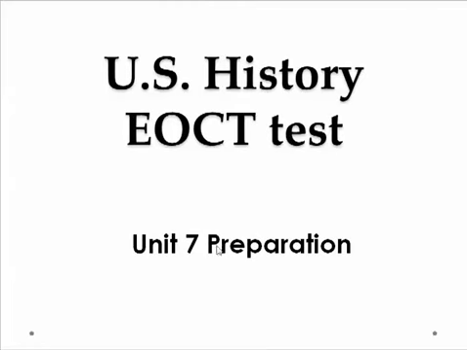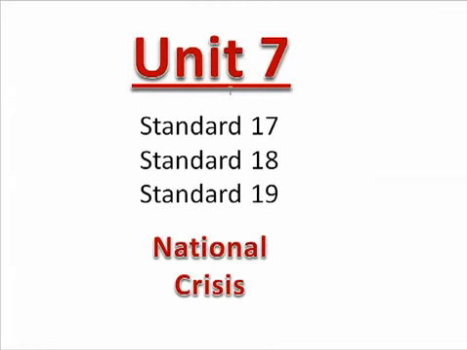Let's turn now to Unit 7, preparation for the EOCT. In Unit 7, we will cover Standard 17, Standard 18, and Standard 19 of the U.S. History Standards for the EOCT, end of course test. The title of Unit 7 is A National Crisis. Standard 17 refers to the Great Depression in the United States. Standard 18, we're going to talk about the New Deal, FDR's New Deal. And Standard 19, we're going to talk about World War II.